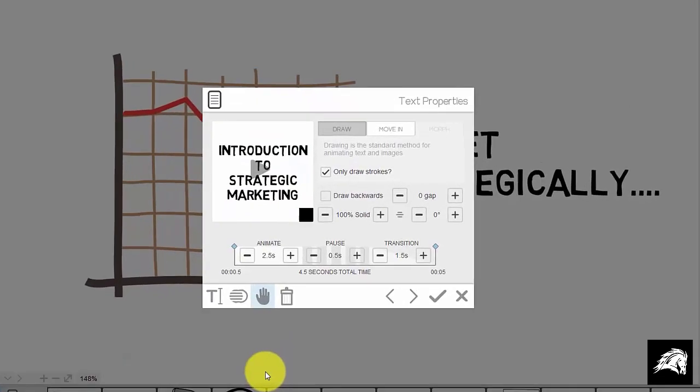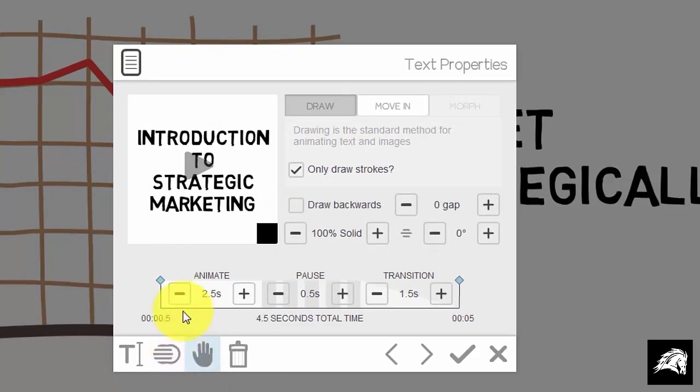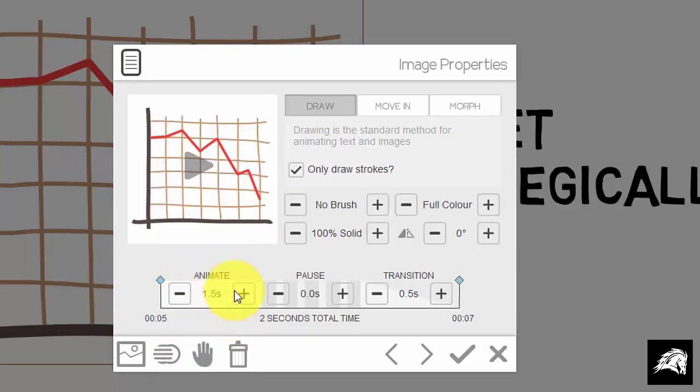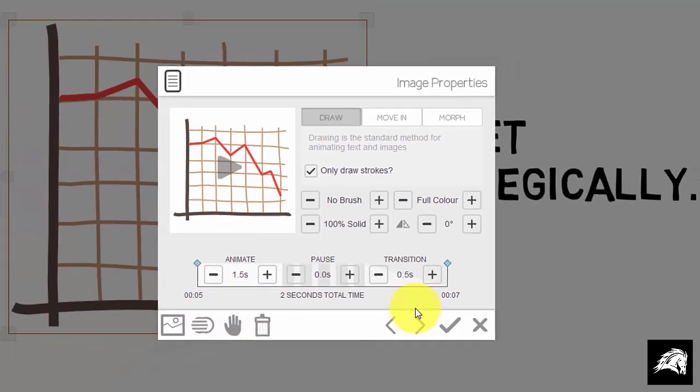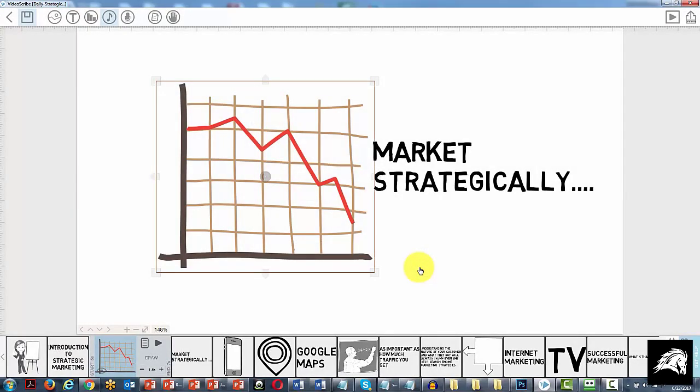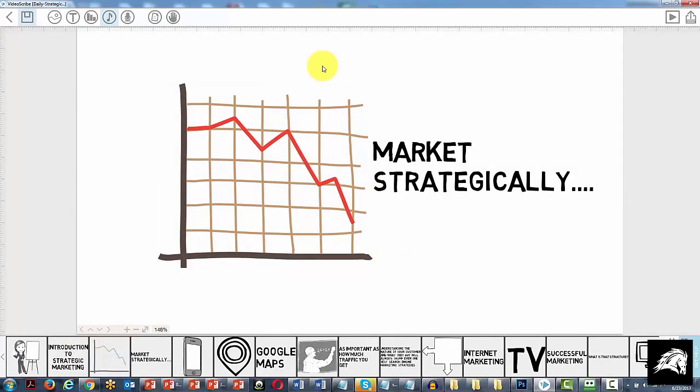At the very beginning of this video, we actually changed Introduction to Strategic Marketing, the writing, to 2.5 seconds. However, we compensated for that by shortening the length of time that it takes to draw this chart to 1.5 seconds. That would mean then that we would expect that the total timing of this video would be about the same. Now this function exists in Sparkle Video Scribe and exists in just about every other video creator, and that is that we can preview the entire scribe before we actually turn it into a video.